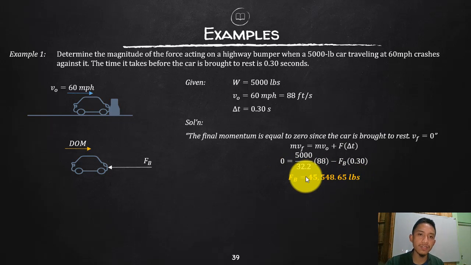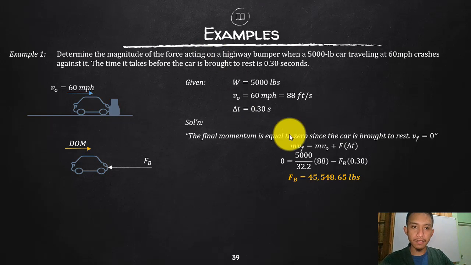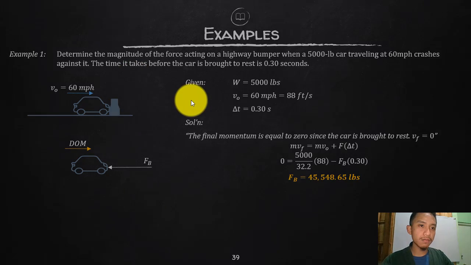That is the force that is coming from the bumper that will resist the car originally in motion, so that it will stop after 0.30 seconds. Okay, so that is the magnitude of the force that we are trying to find. So that is your example number 1. Let's try to have one more.